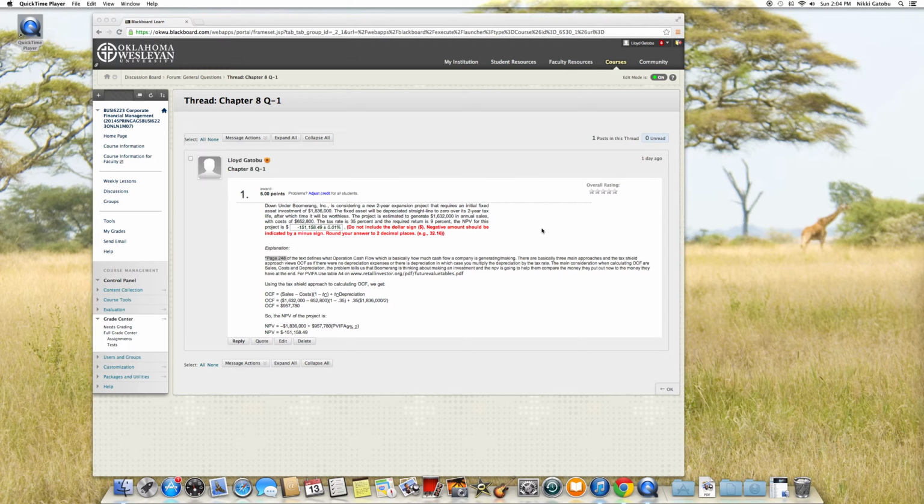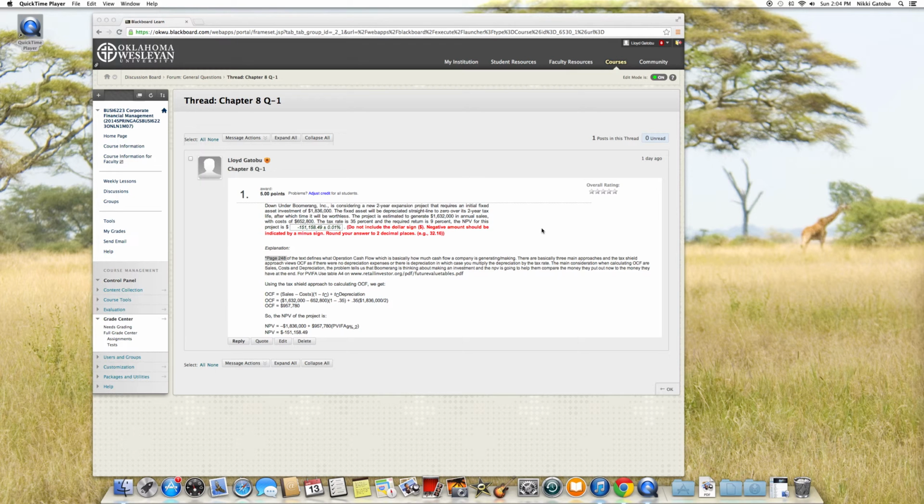Boomerang is considering a new project. The asset investment is going to be 1.83 million. The project is going to last them 2 years. We see that they have depreciation using straight line, which we know is the cost less salvage value divided by the number of years they're going to have the asset, and in this case it's going to be 2 years. The project is estimated to have annual sales of 1.632 million with costs of $652,000.